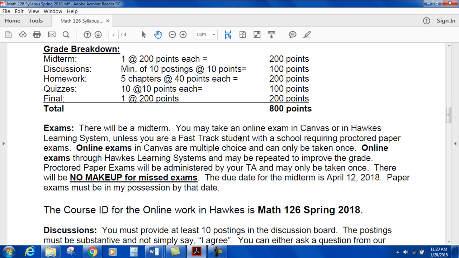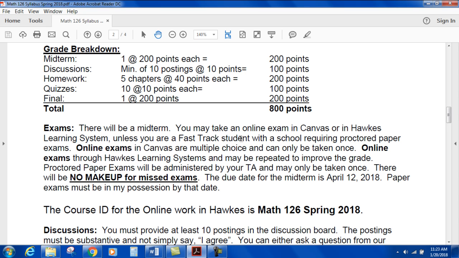Okay, so there'll be a midterm on April 12th, 2018 is due that day. Now, there are a couple of different ways it can be taken. One is an online version in Canvas, which is multiple choice. That can be taken once. One is an online version in Hawkes that can be taken multiple times.